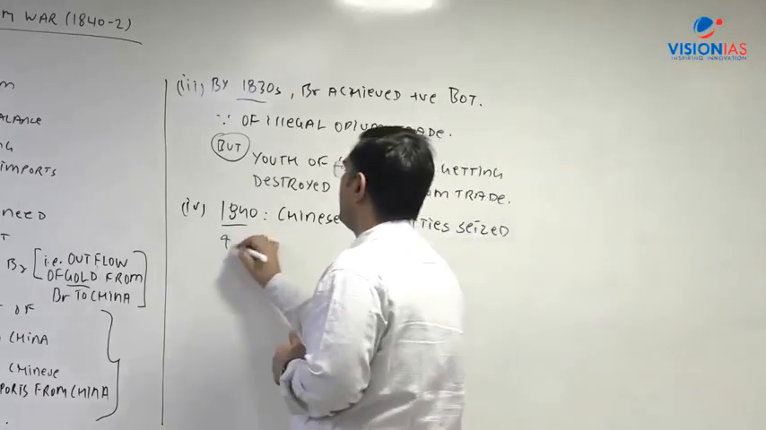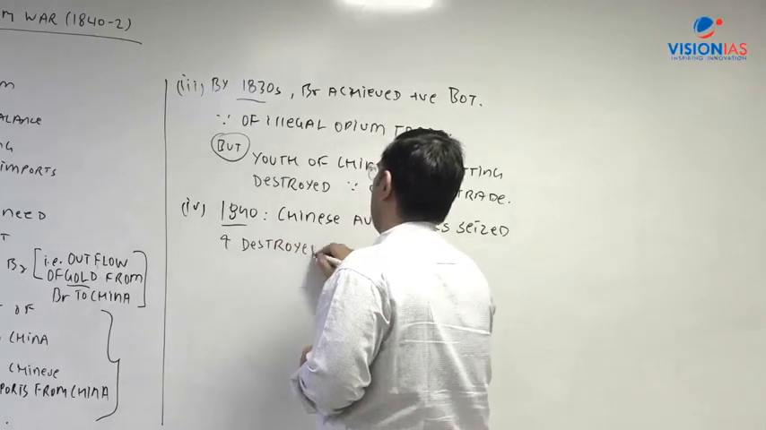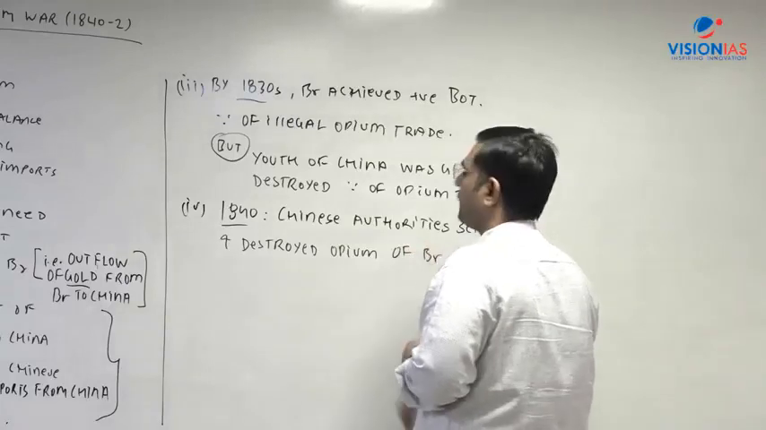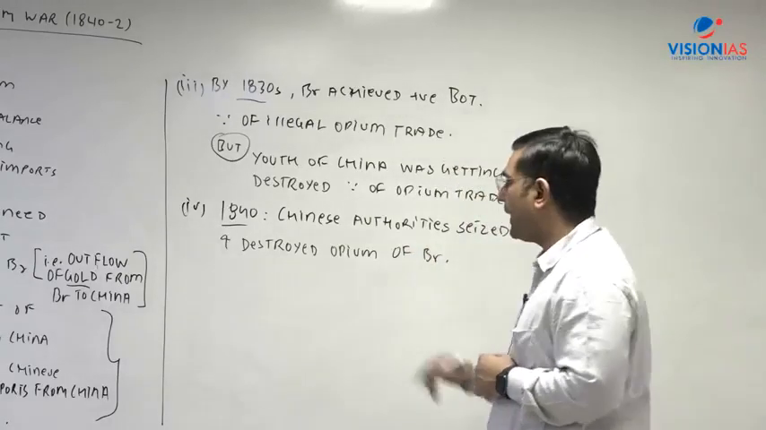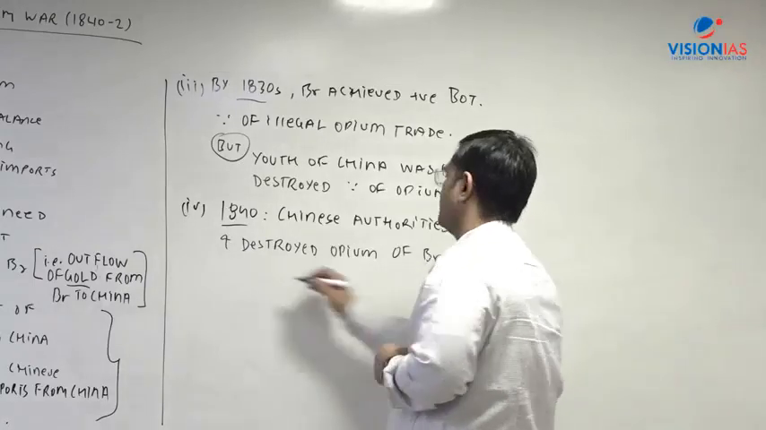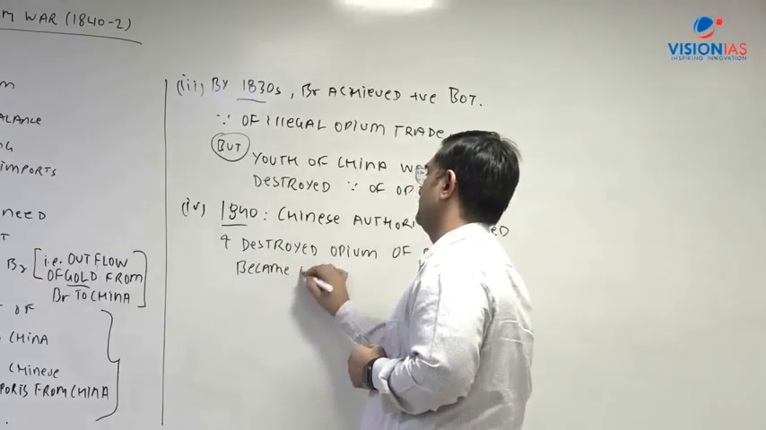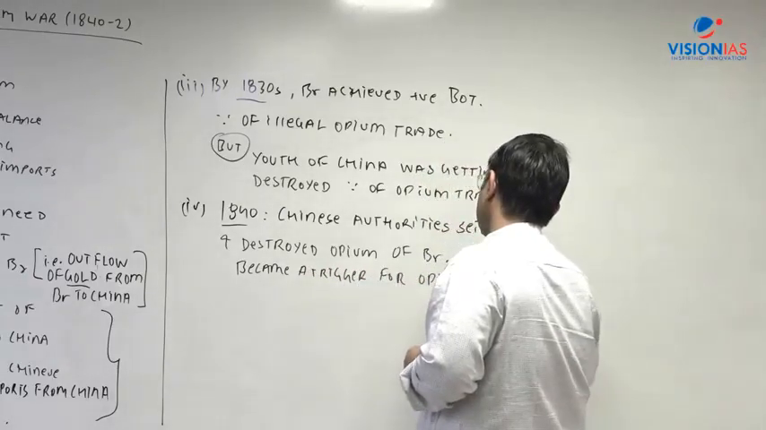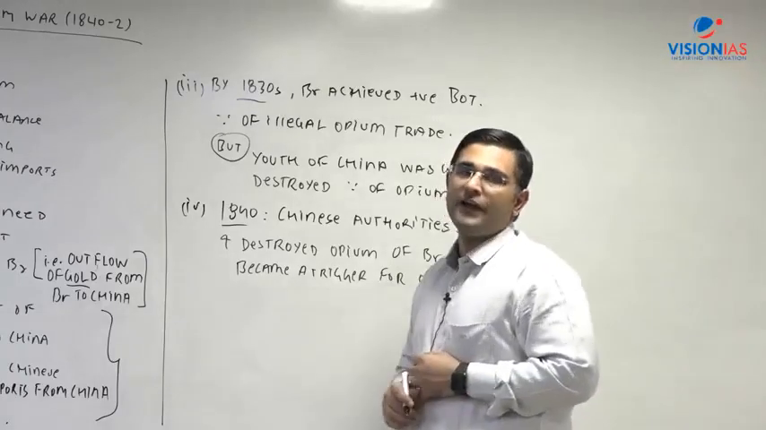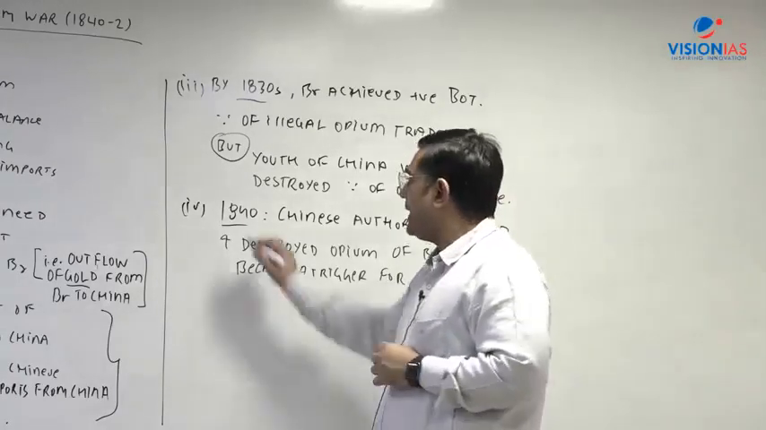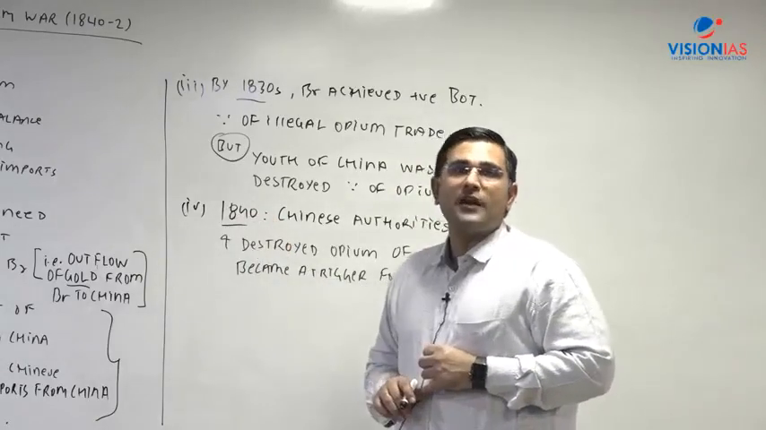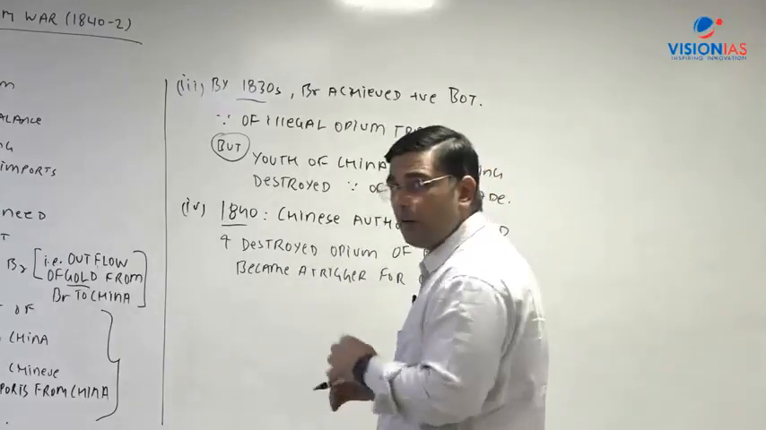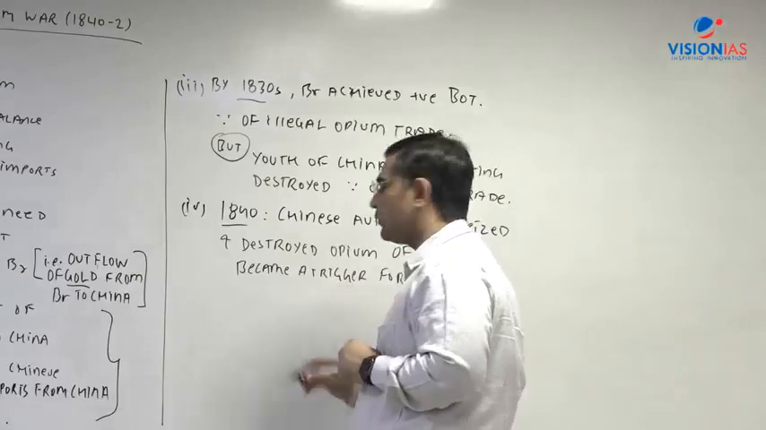Chinese authorities seized and destroyed the opium of the British. So this is what they did, and this became a trigger for the Opium War, the First Opium War of 1840 to 1842. Now at this particular point of time, you will be surprised to know that the British Parliament sanctioned war on China. And what is the rationale? You will be stunned, I am telling you.